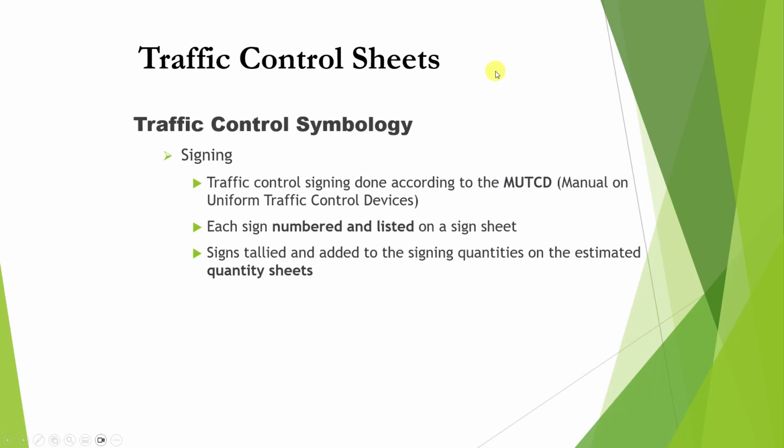In signing, traffic control signing is done according to the MUTCD. Again, that's the Manual on Uniform Traffic Control Devices. Each sign is numbered and listed on a sign sheet. Signs are tallied and added to the signing sheet, with signing quantities on the estimated quantity sheets.